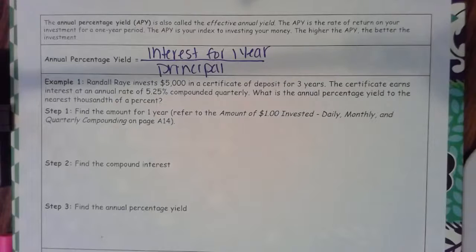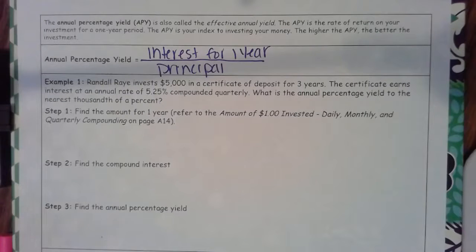So Randall Ray invests $5,000 in a certificate of deposit for 3 years. The certificate earns interest at an annual rate of 5.25% compounded quarterly. What is the annual percentage yield to the nearest thousandth of a percent?